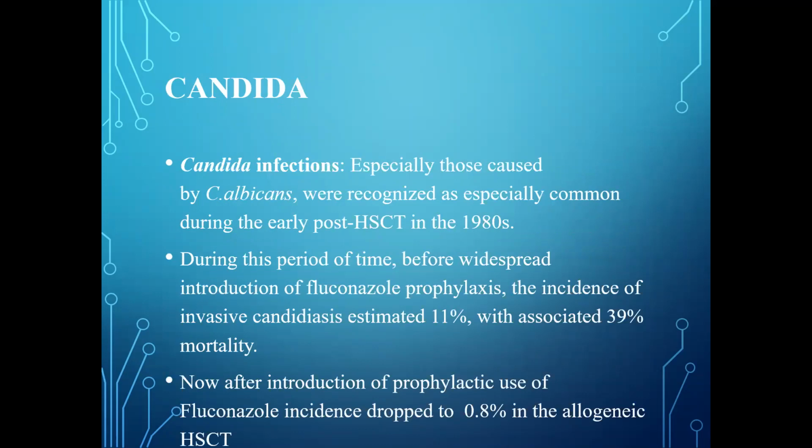Now come to Candida. Candida infections, especially those caused by Candida albicans, were recognized as especially common during the early post-HSCT period in the 1980s. During this period, before the introduction of fluconazole prophylaxis, the incidence of invasive Candida was estimated at 11% with an associated 39% mortality. After the introduction of prophylactic fluconazole, the incidence dropped to 8% in allogeneic HSCT.